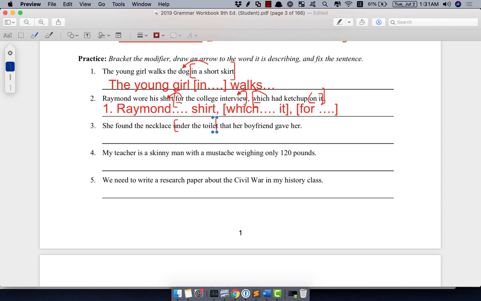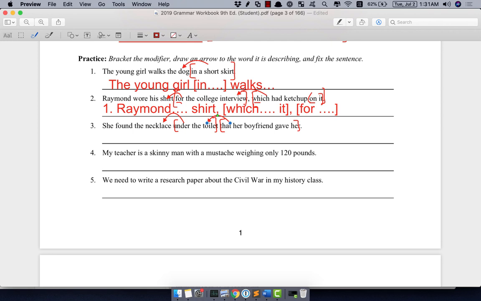And what does that describe? That describes necklace because it's the closest noun. And the other one is here, that her boyfriend gave her. And that describes the closest noun. So is that the necklace or the toilet? The answer is the toilet, because again, the toilet is the closest. So do you see anything wrong here? The necklace under the toilet, that's fine because that's where the necklace is. The necklace is under the toilet.